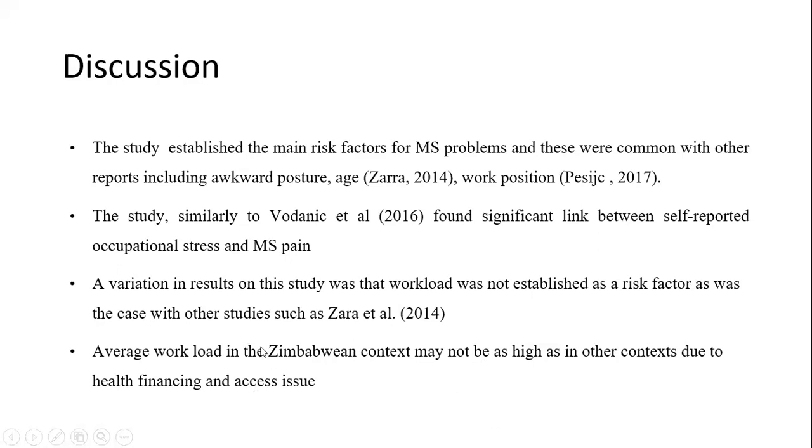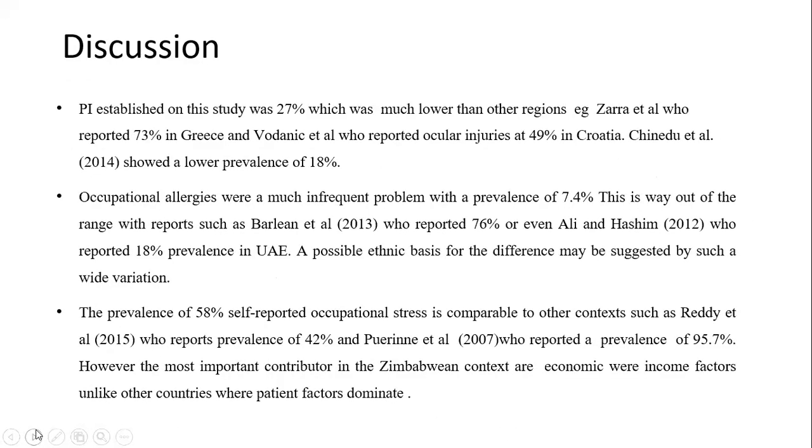Yeah, probably in Zimbabwe, our workload may not be as high as in other countries due to financing reasons. Percutaneous injuries were 27%, which was lower than other regions. A Greek study reported 73%. The Croatian one was 49%. So this was slightly lower, although the Nigerian one was reporting 18%. So perhaps in this region, percutaneous injuries are not as big a problem.